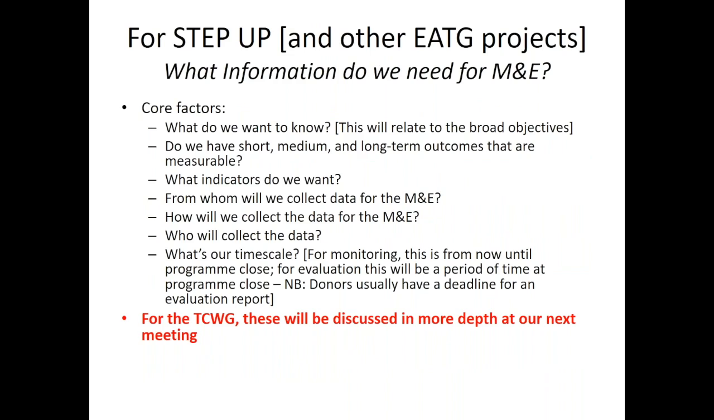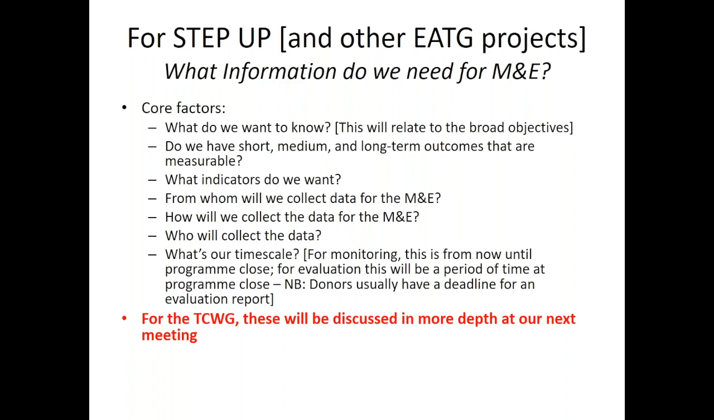So these are the points that we'll be discussing further at TCWG, but also these are very general points that can apply to any advocacy-based projects if we want to build up some kind of M&E framework. So firstly, what do we want to know? This will be related to the broad long-term objectives. Do we have short, medium, long-term outcomes that are measurable? Yes or no? If not, write some. If we do, use these as a way of shaping the M&E that we do.